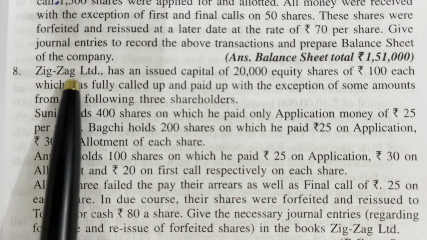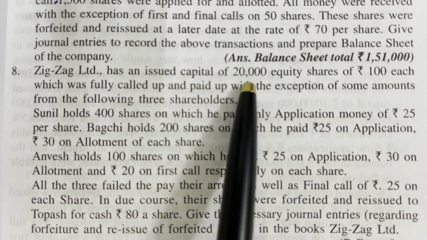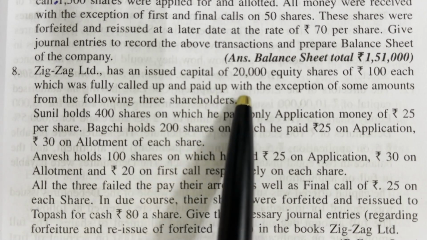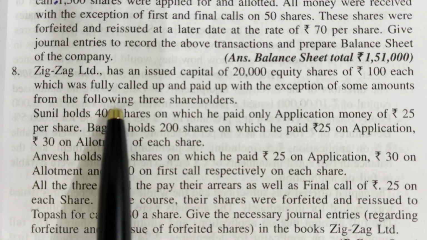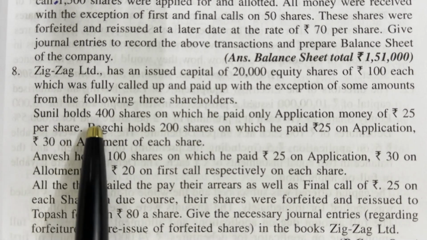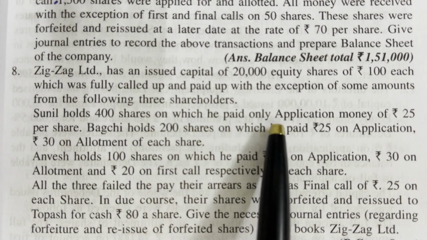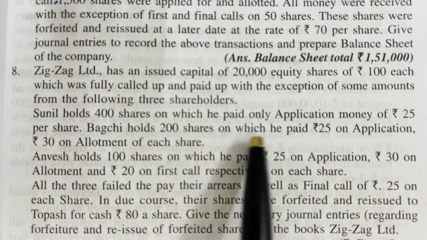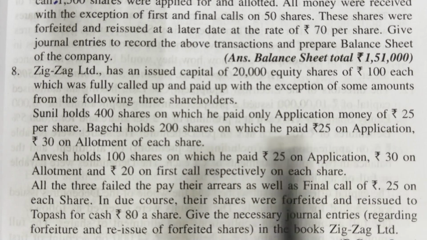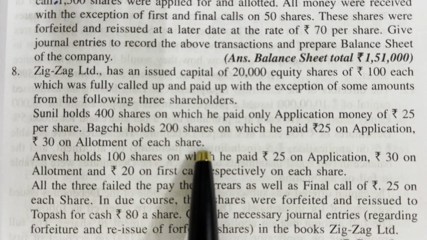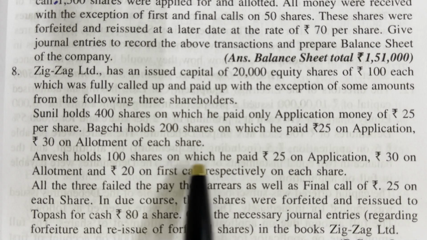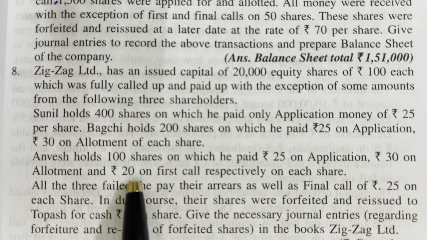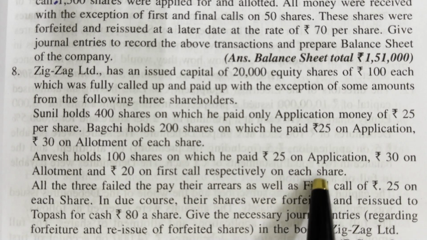8th problem: Zigzag Limited has an issued capital of 20,000 equity shares of 100 rupees each, which was fully called up and paid up with the exception of some amounts from the following three shareholders. Sunil holds 400 shares on which he paid only application money of 25 rupees per share. Bakshi holds 200 shares on which he paid 25 rupees on application and 30 rupees on allotment of each share. Anvesh holds 100 shares on which he paid 25 rupees on application, 30 rupees on allotment and 20 rupees on first call respectively on each share.